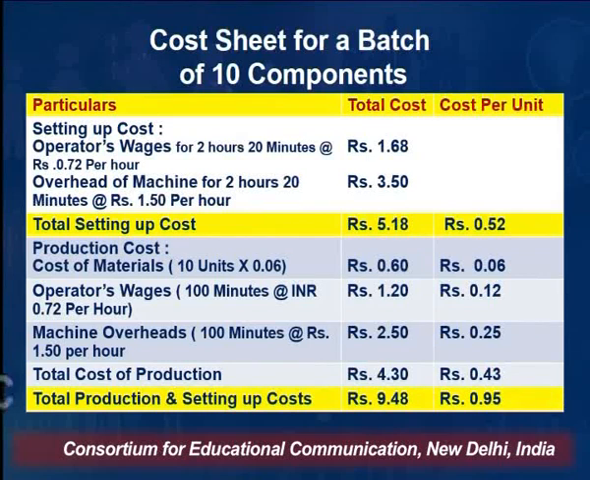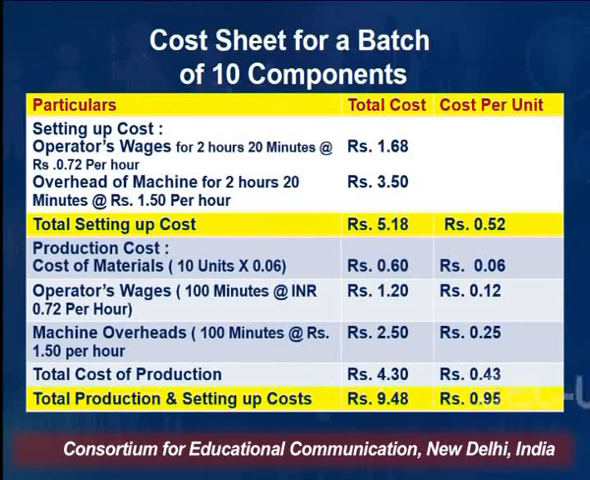So what is the outcome of this computation? This cost sheet is giving me an idea that if you manufacture in the batch of 10 components, your cost is going to be 9.48 the total cost, and per unit cost is going to be 0.95, or you can say 95 paisa. Now we shall further proceed. We'll follow the same process for the different batch sizes. So for 10 components we have computed.